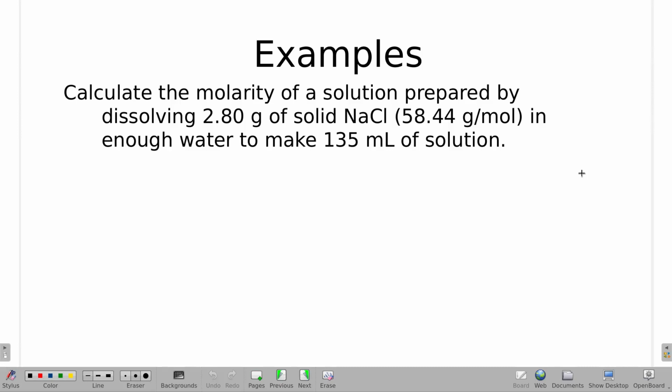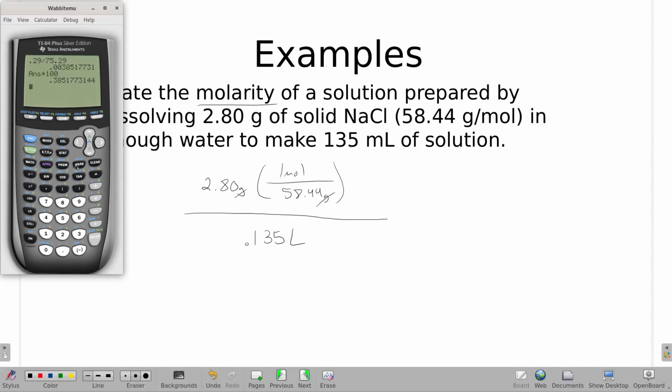All right, let's do one of these with an actual set of numbers. Calculate the molarity of a solution prepared by dissolving 2.8 grams of solid sodium chloride in enough water to make 135 milliliters. All right, it's the molarity. So I'm going to start with those grams of sodium chloride, and I need to turn it into moles. That would give me moles. And to get molarity, moles per liter, divide this by the volume I'm going to make, which is 0.135 liters. Just moving the decimal there.